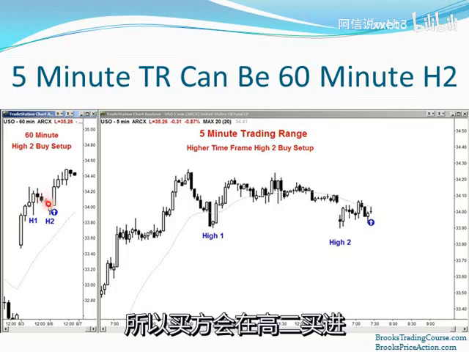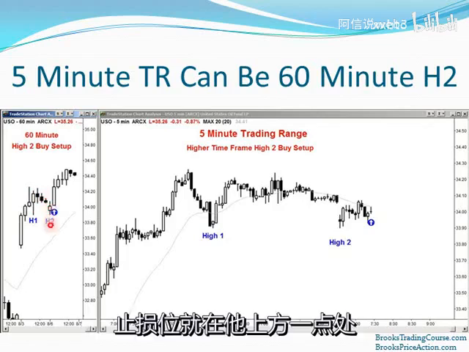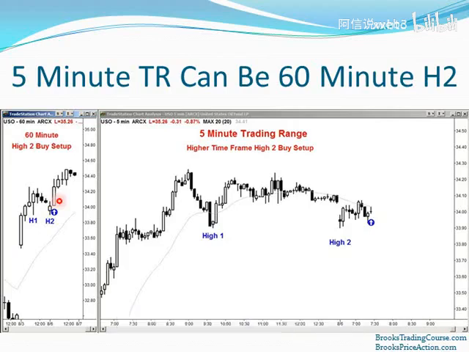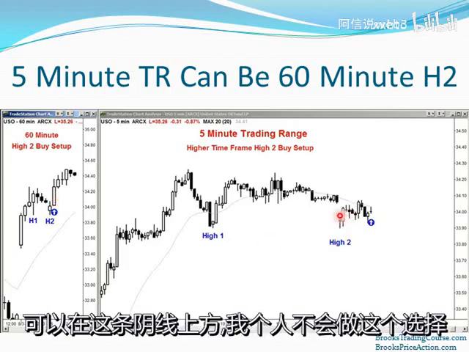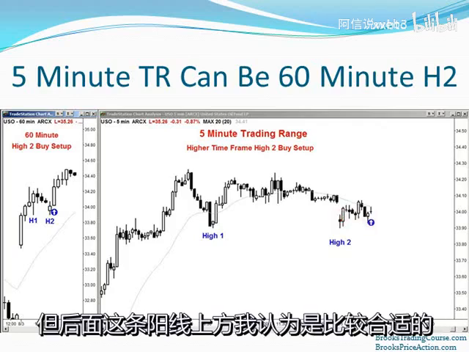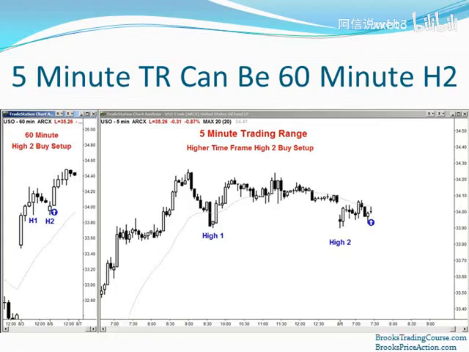So traders will buy high 2s. They'll look to buy above the high of this bull bar on a stop, 1 tick above. You can enter earlier on the 5-minute chart, either above this bear bar, which I would not, but above this bull bar, I think it's a reasonable buy.